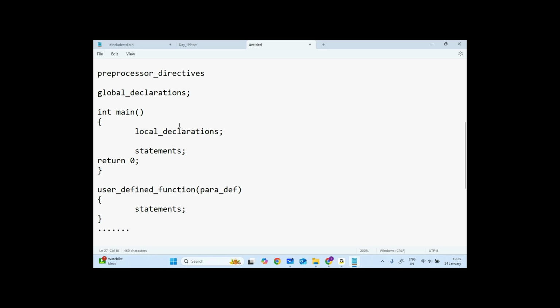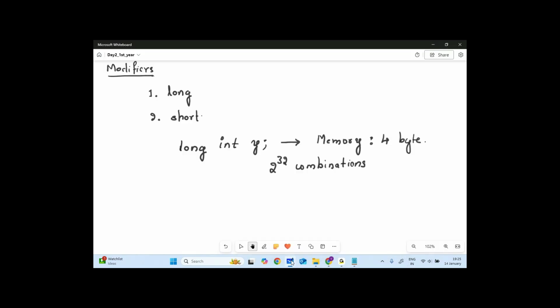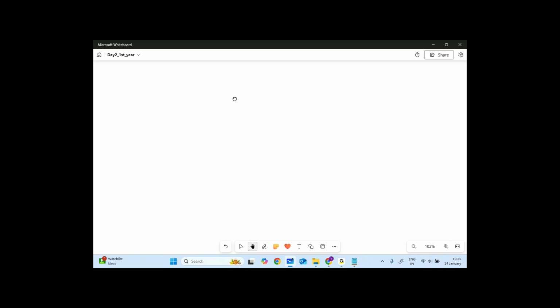So let us understand one by one what exactly these are. Let's start understanding one by one. The first one is preprocessor directives. Now, if you look at this, it already says that it's a pre-processor directive.